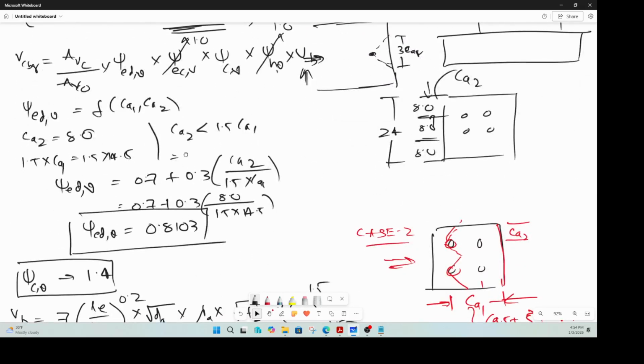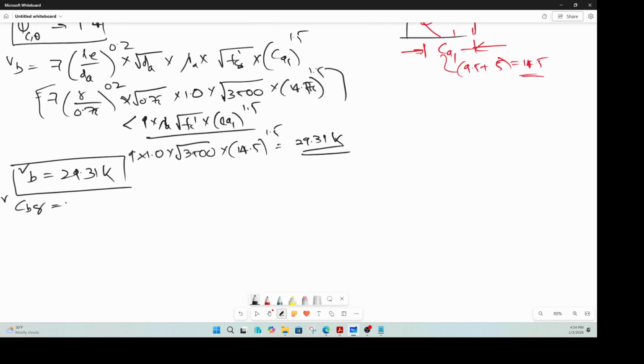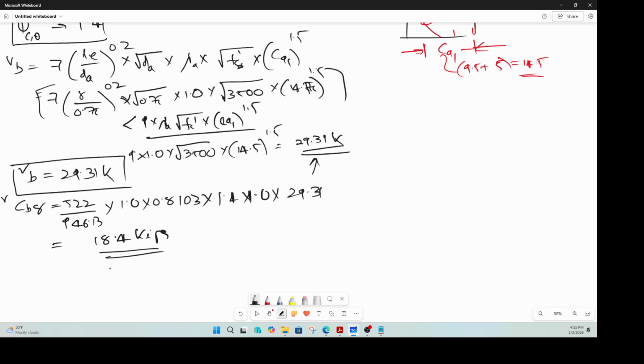So we go down here, right? So 522 by 946.13 times your factors. 1.0, this is due to eccentricity, 0.8103 for edge distance, cracking, no shallow depth, and then your basic strength 29.31, which is this one here, right? So that will be roughly 18.4 kips. So again, this is our case 2.